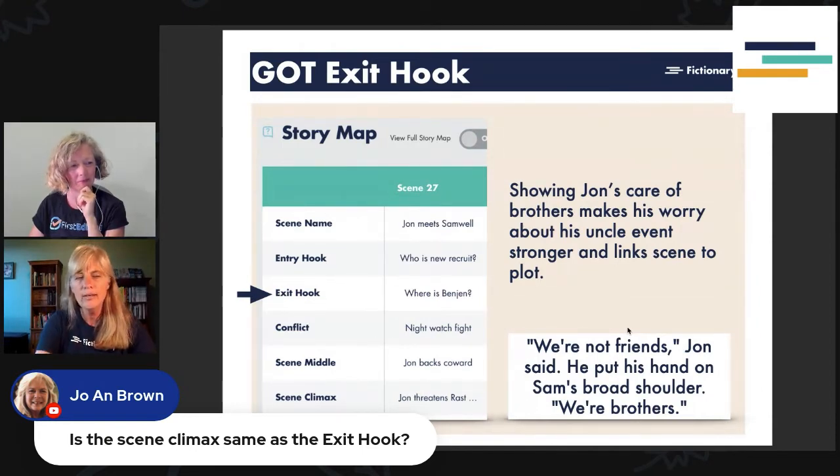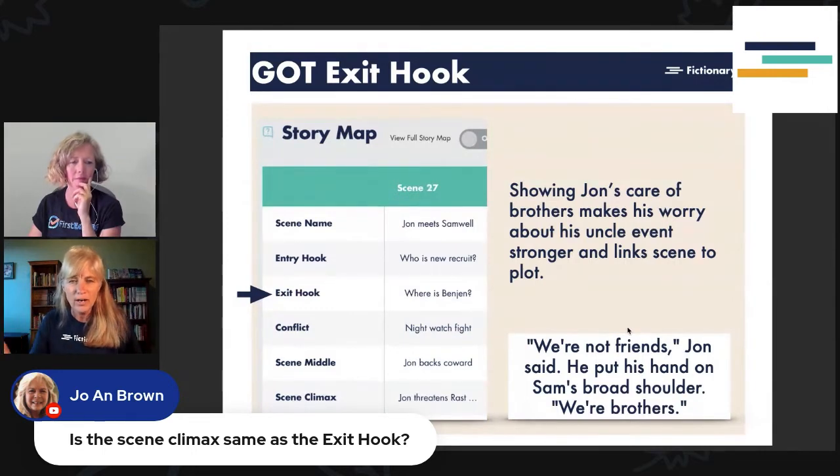Right before the exit hook, he says to Samuel, "We're not friends," John said. He put his hand on Sam's broad shoulder. "We're brothers." And that takes John into a bit of thought, and he starts thinking of his uncle Benjen, who's disappeared, and we suspect he's off with the others and the White Walkers, but don't know. So this is a reminder of, oh yeah, what did happen to Benjen? I have to keep reading. And it shows that by this point in the scene, we understand how deeply John cares about the people in his life, and Benjen is one of them.